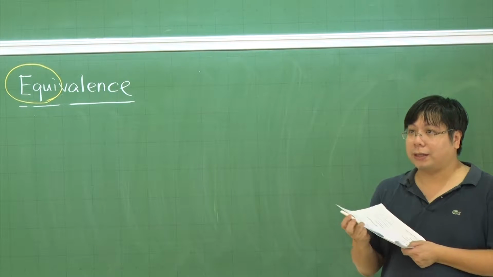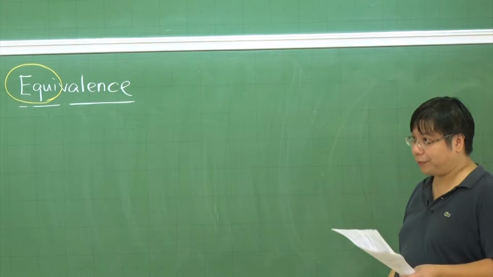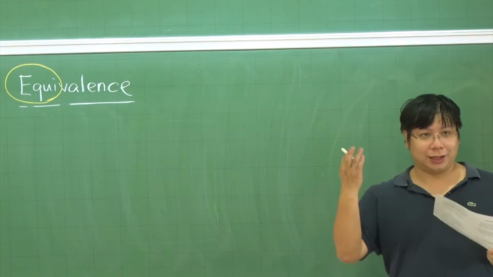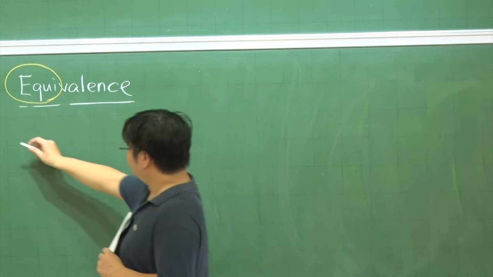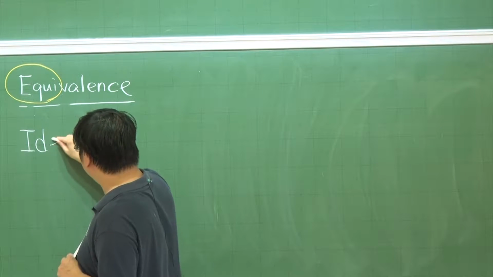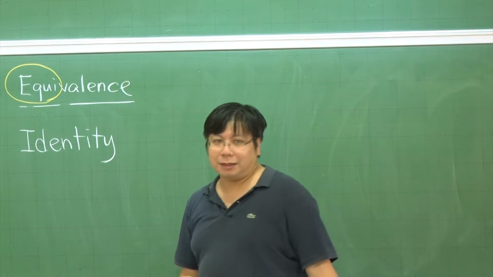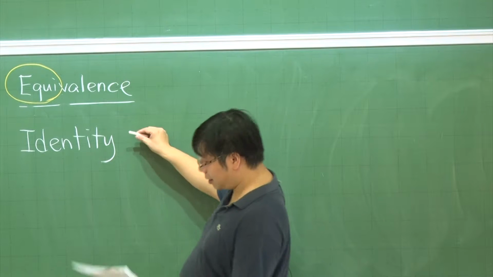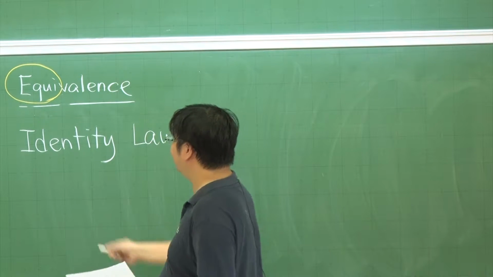Equivalences that I'm going to write down, we can prove by using the truth table. So I'm not going to prove it, but still, you can try to understand it just when I'm writing it down. The first one we call the identity law. Identity means it doesn't change. There are two identity laws.